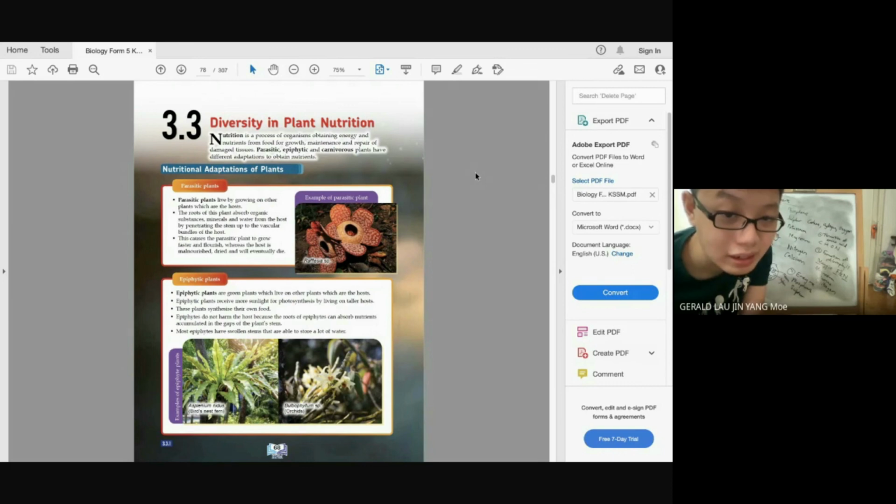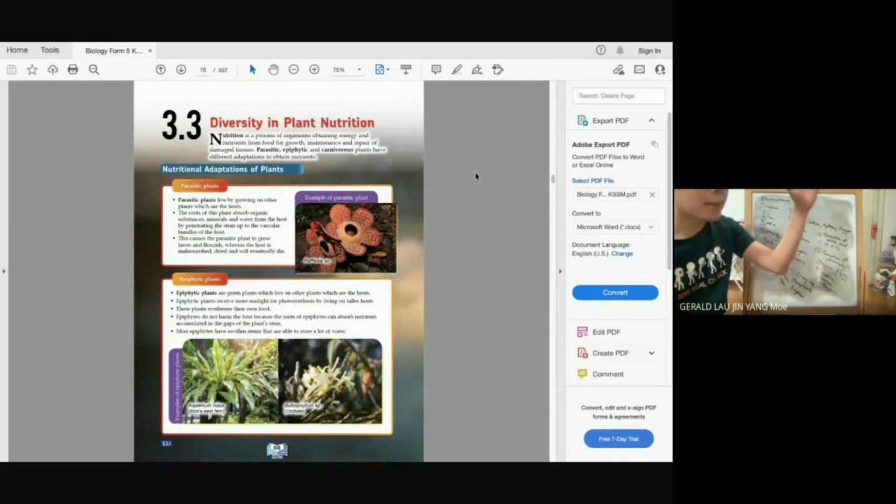Then you have the epiphytic plants. Epiphytic means it doesn't absorb the minerals from its host. It just hitches a ride. Like the bird's nest fern and orchid, it just grows on the host body, but it doesn't harm the host. It just uses the space to absorb more sunlight and so on.